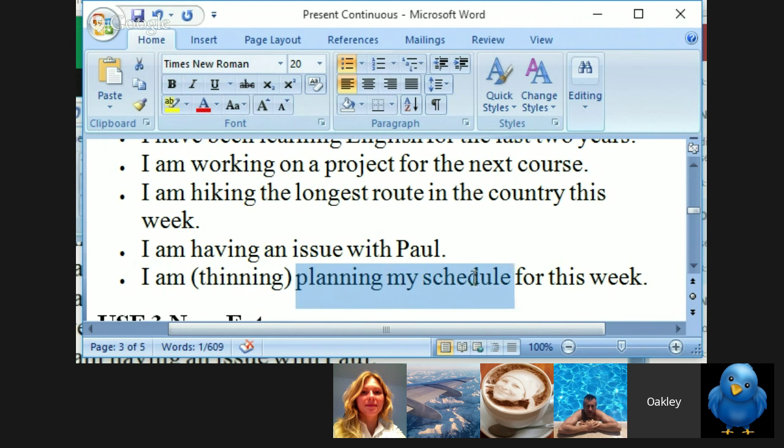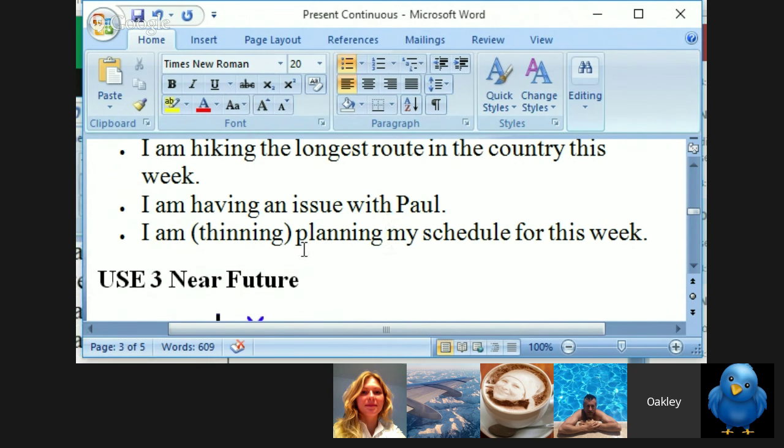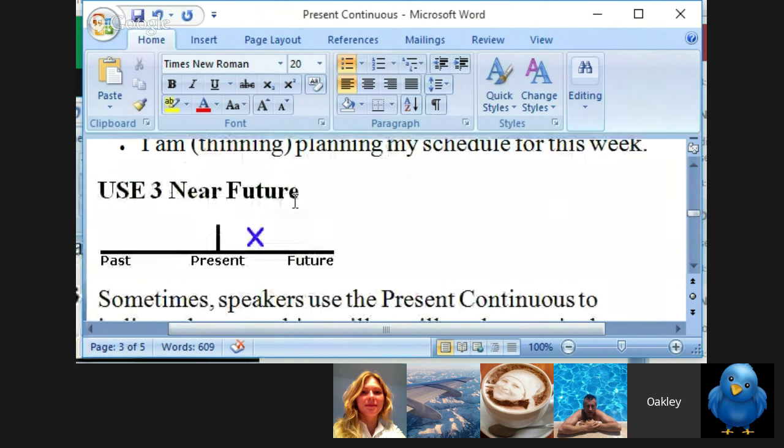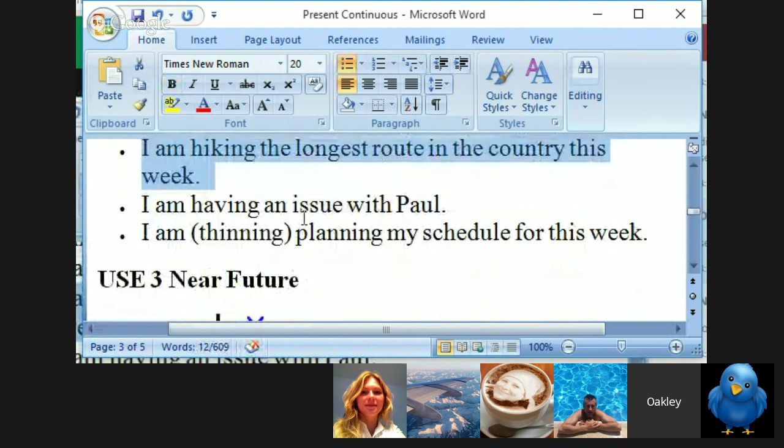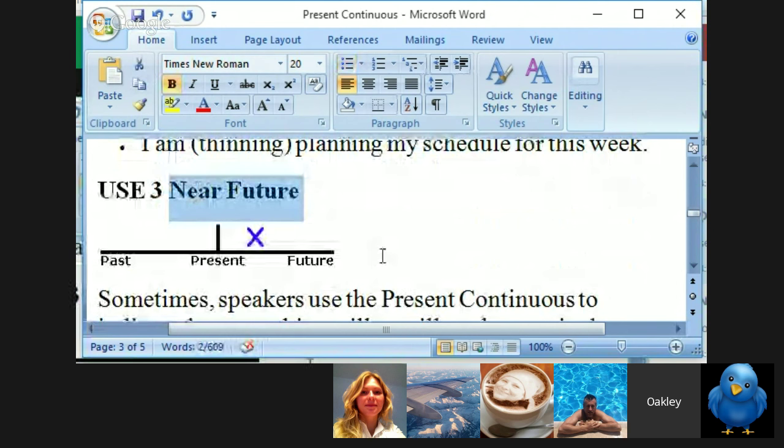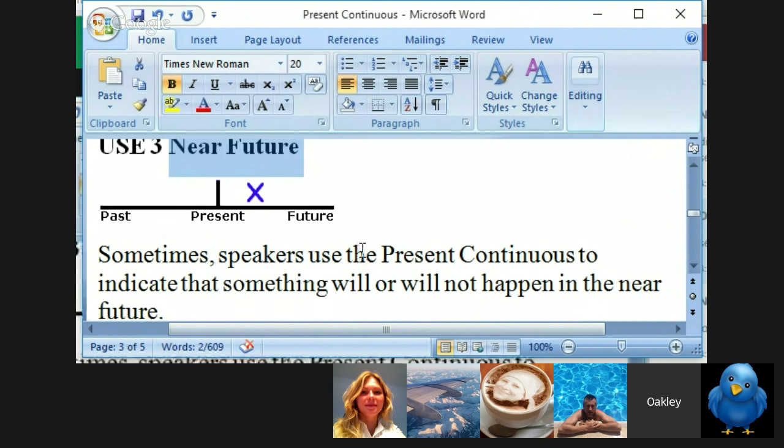As does, I am planning my schedule for this week. That could be an action that takes a little bit of time. It takes me a little bit of time, that's for sure, to do my scheduling for the week. That makes sense. Let's move on to what Joel kind of introduced us to. I kind of thought maybe he was talking about doing this in the near future. Yes, we can use present continuous tense to talk about the future, similarly to the way that we use simple future tense. Let's be more specific.